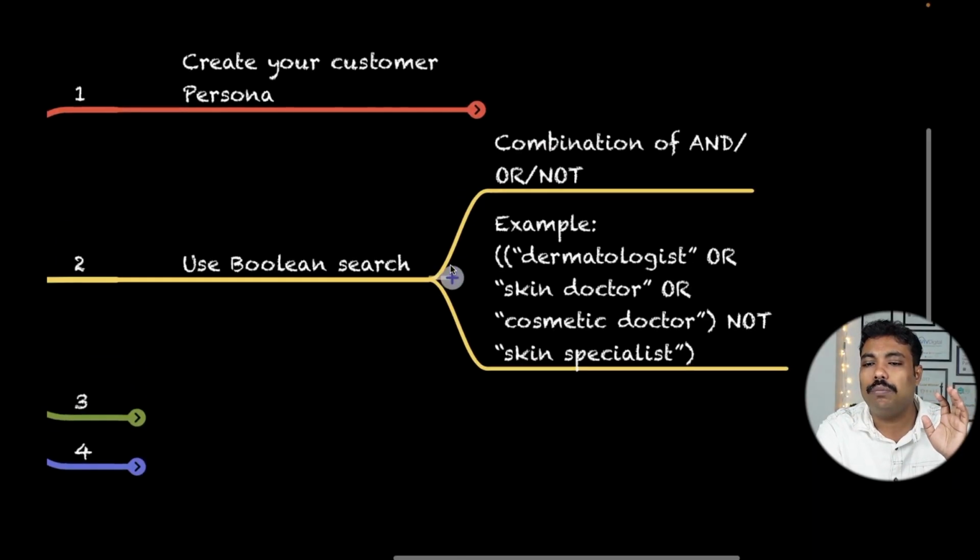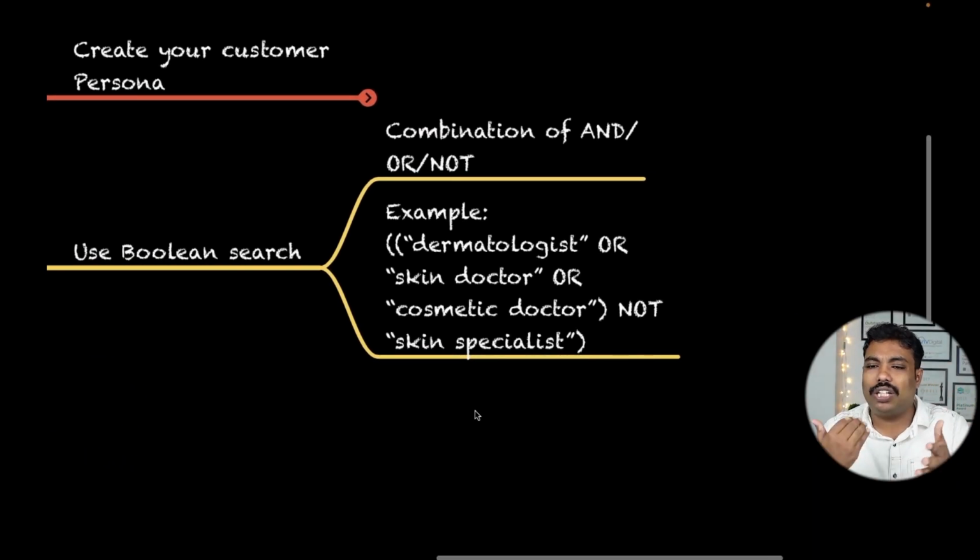So let's take the Boolean search example. It's a combination of AND, OR, NOT. One of the examples I have included here: I wanted to target a dermatologist, or a skin doctor. I have a product which can help them to grow their business, so I wanted to target that audience. So how can we find that audience?